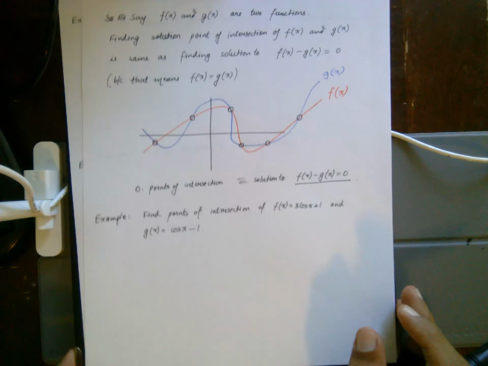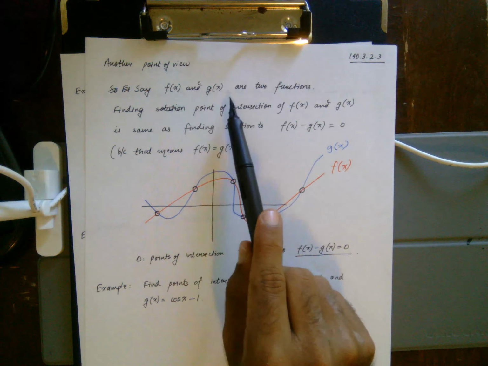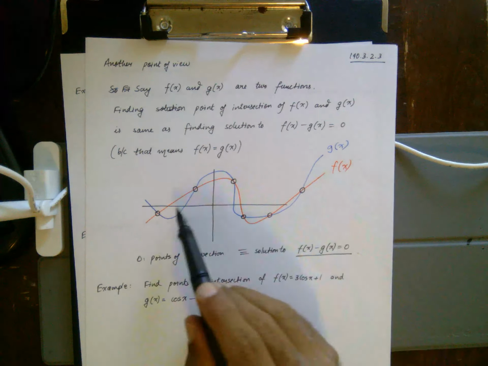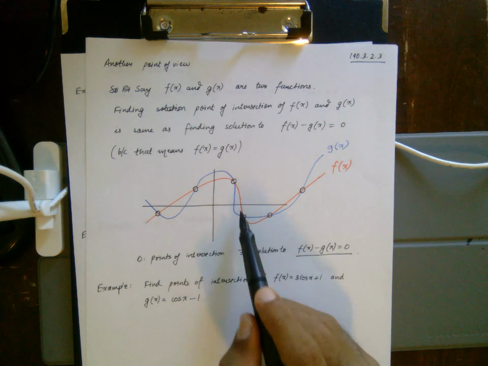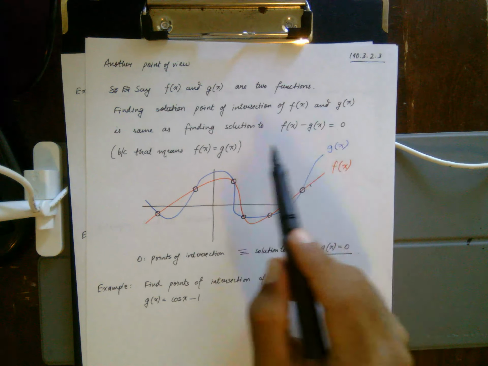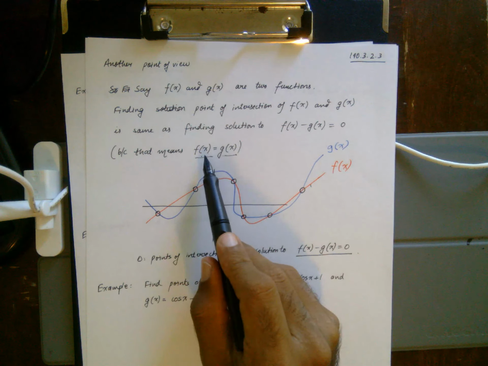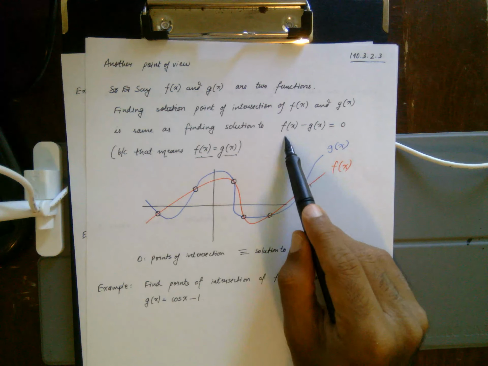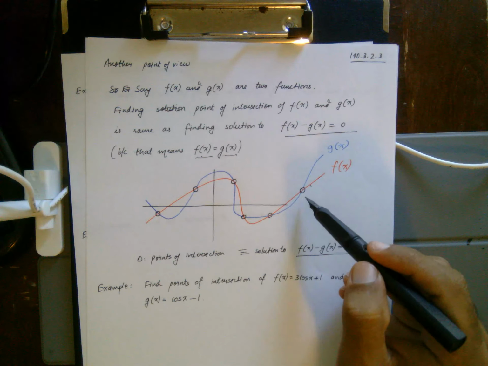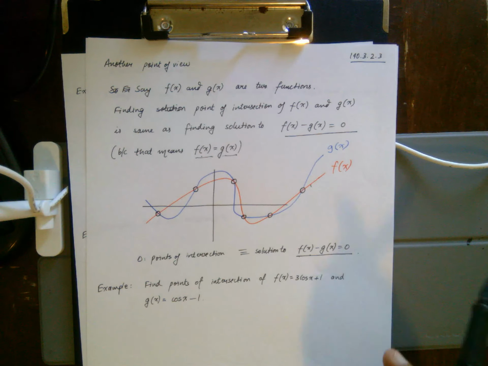Another point of view is that say you have two functions, f of x and g of x, and say these are the graphs of the functions, you want to find exactly where these functions meet up. What this means is you are trying to solve this equation, f(x) equals g(x), but if you subtract g(x), then that's the same as f(x) minus g(x) equals 0. So essentially when you're finding points of intersection, you're finding solutions to the equation f(x) minus g(x) equals 0.